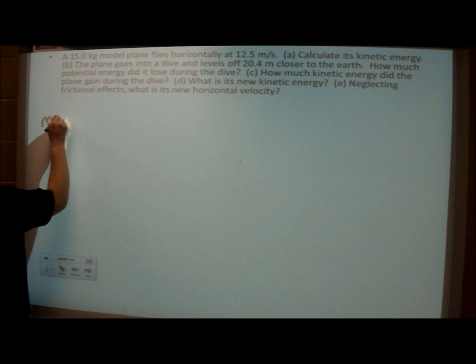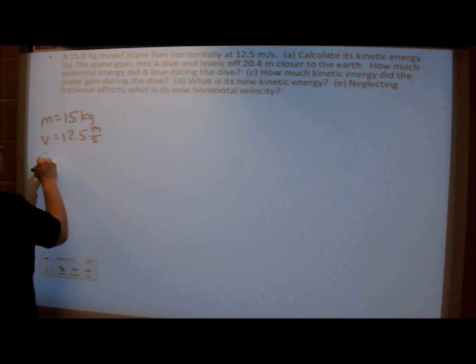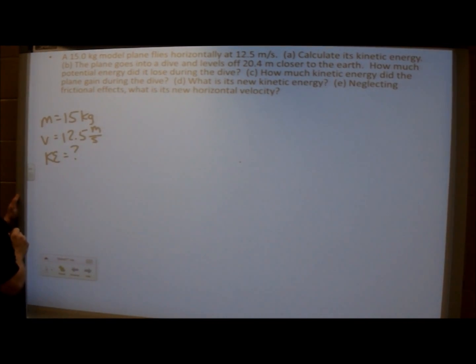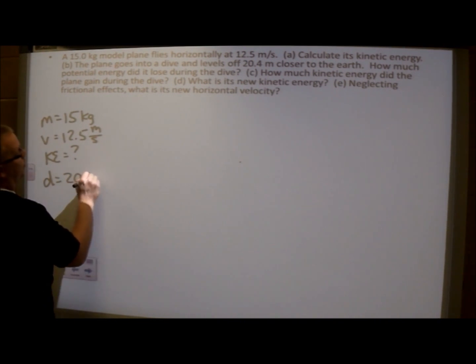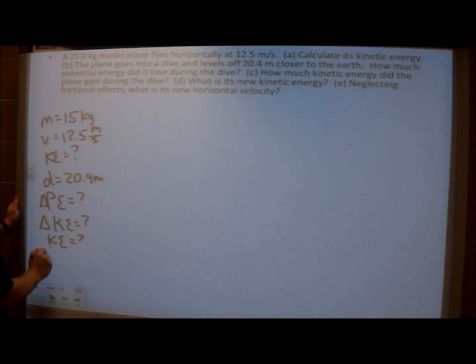A 15 kilogram model plane flies horizontally at 12.5 meters per second. Calculate the kinetic energy. B says the plane goes into a dive and levels off 20.4 meters closer to the Earth. So let's just do this. Distance is 20.4 meters closer to the Earth. How much did the potential energy lose in the dive? So we want to know the change in potential energy. How much kinetic energy did the plane gain during the dive? So we want to know the change in kinetic energy. And then D says, what is the new kinetic energy? E says, neglecting frictional effects, what is the new horizontal velocity?